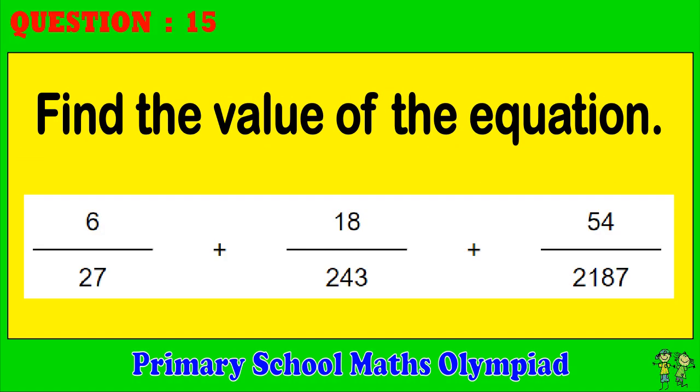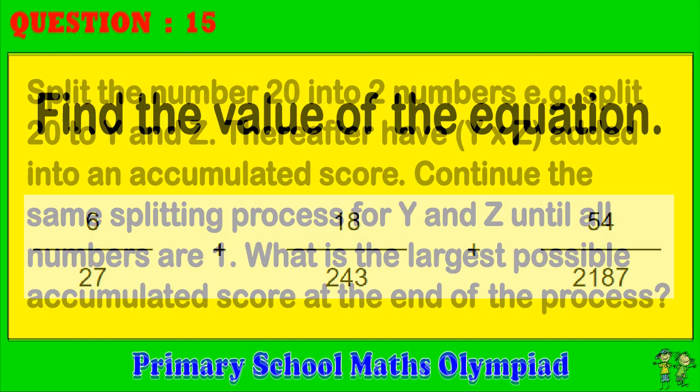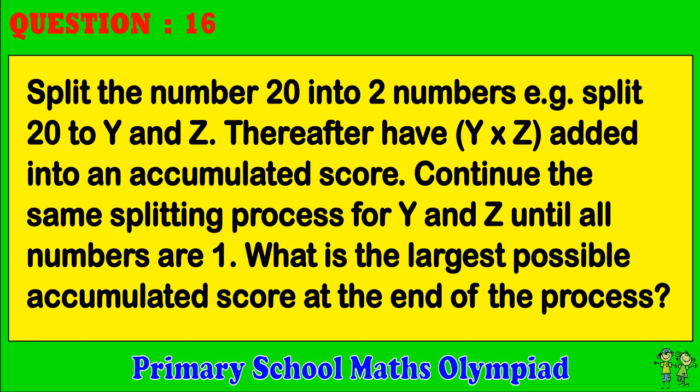Question 15. Find the value of the equation. Question 16. Split the number 20 into two numbers. For example, split 20 into y and z, thereafter add y times z into an accumulated score. Continue the same splitting process for y and z until all numbers are 1. What is the largest possible accumulated score at the end of the process?